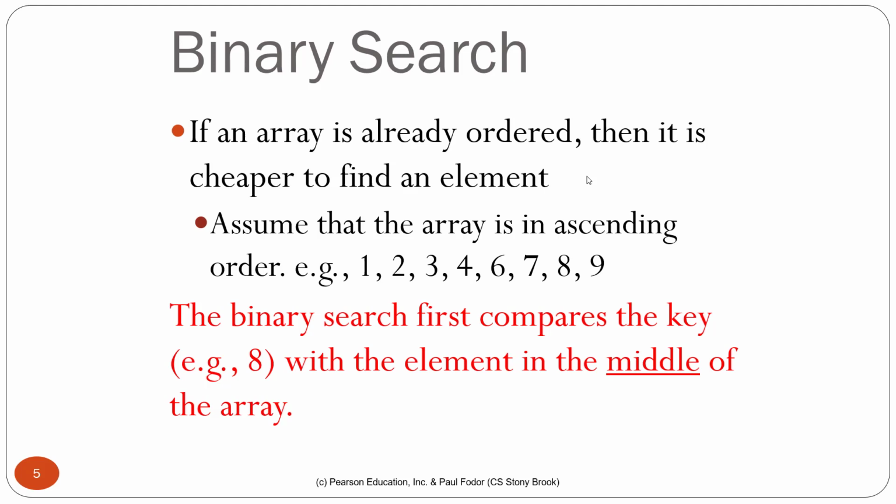So assume that your array is in ascending order like this: 1, 2, 3, 4, 6, 7, 8, and 9. Alright, so binary search, what it does is it will always start the comparisons with the middle element. Okay, so if the key that you're searching for is 8, you'll find the middle element and you'll compare 8 with the middle element. And how do you find out the middle element? You'll have to use the index of the first element and the index of the last element, add those two, and divide by 2.